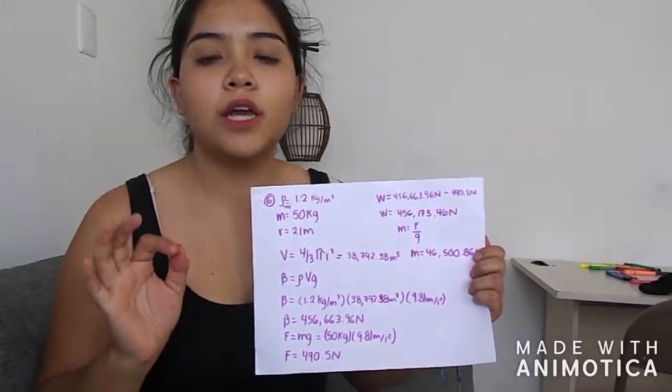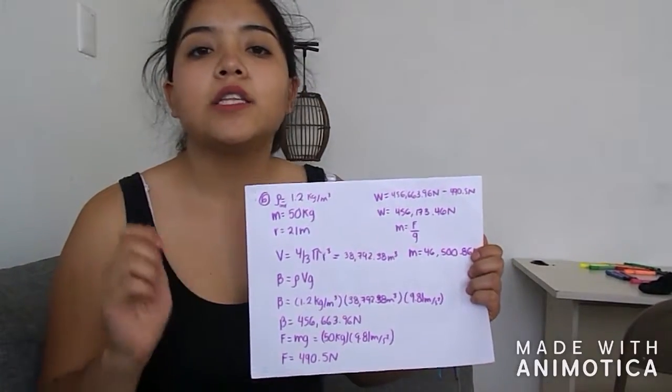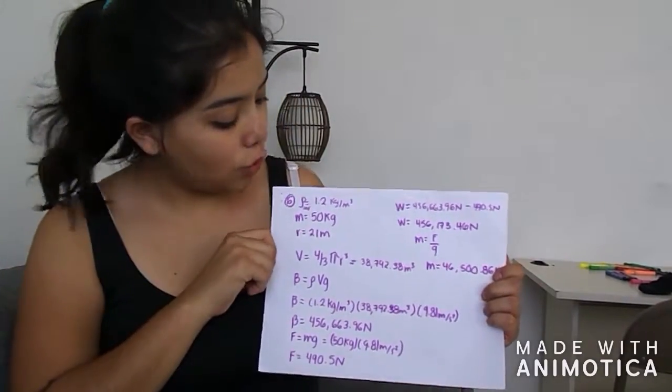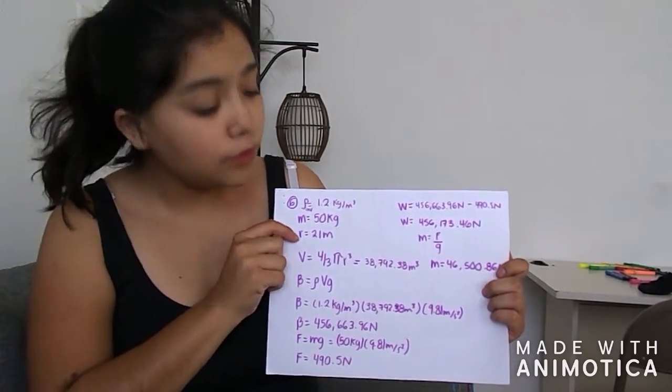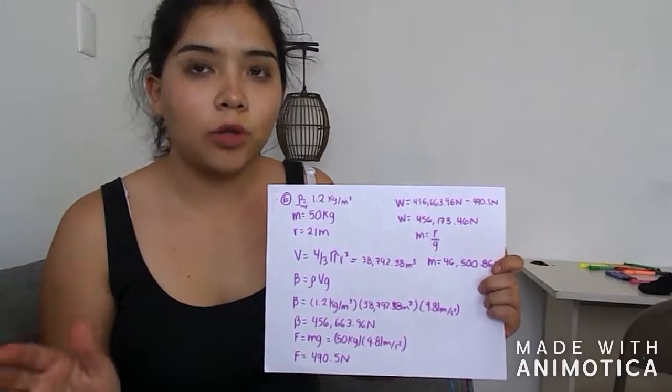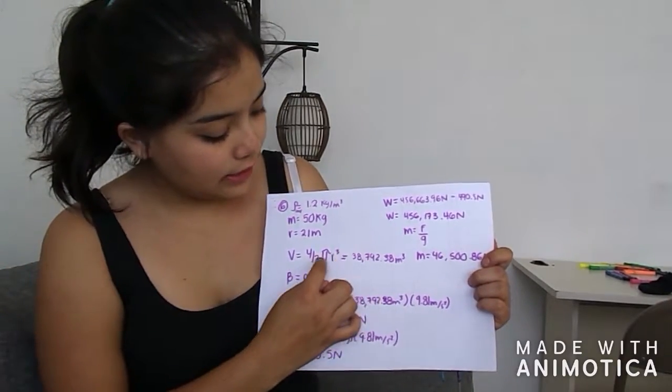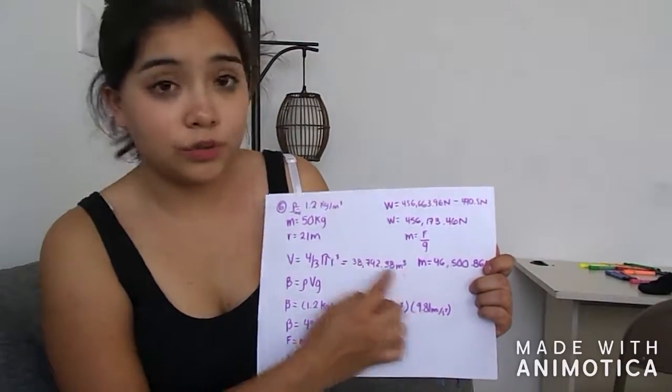In problem number 6, they are asking us how much extra mass the balloon can have. So we have the data that is the density of the air, the mass, and the radius. First of all, we need to take out the volume. That is this formula, and we have this result.